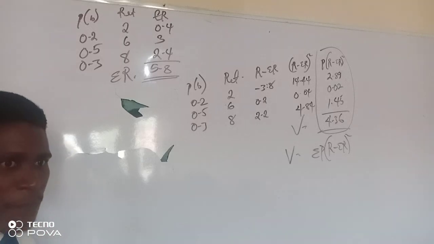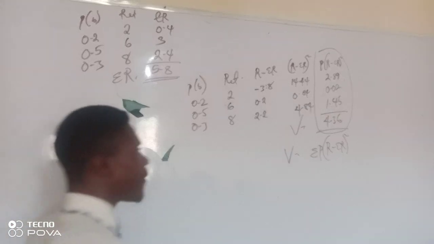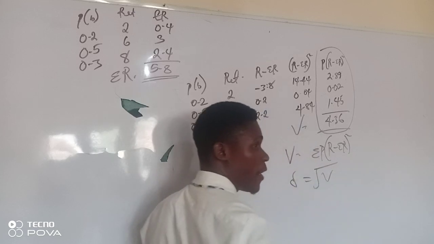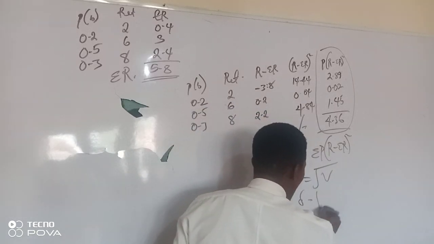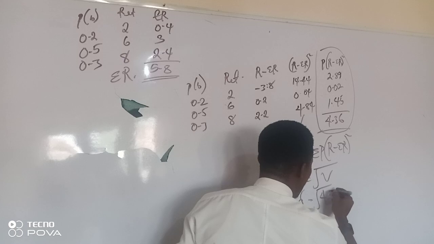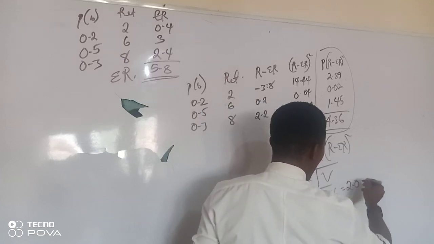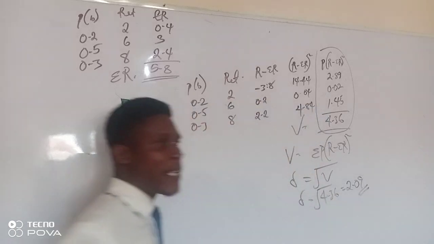If we now take a step further and calculate the standard deviation, the standard deviation is the square root of the variance. So our standard deviation will be the square root of 4.36. What do we have? 2.09. That will be our standard deviation.